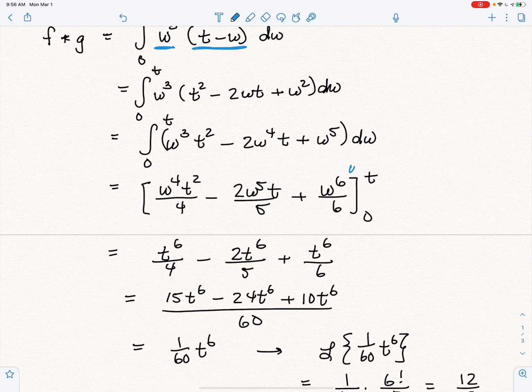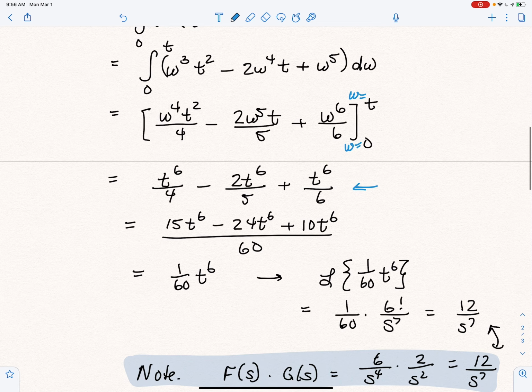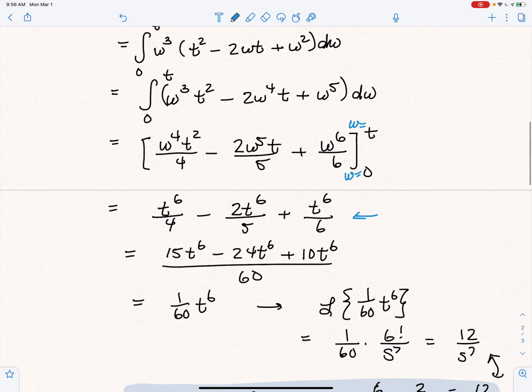In fact, one thing that you might find handy when you're dealing with multiple variables is to say that it's w equals t and w equals 0, so you don't accidentally plug in for the wrong variable. And then plug in all your w's. This step right here is curious because now everything's a t to the sixth. So we combine everything into one fraction, and we get 1 over 60 t to the sixth.